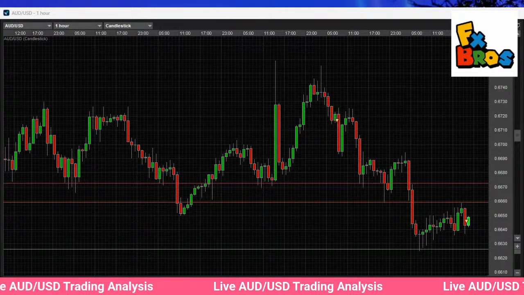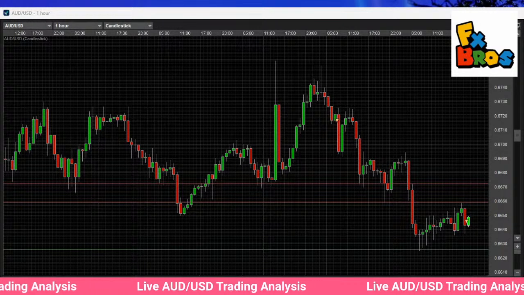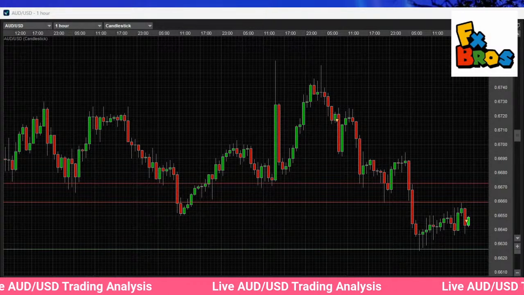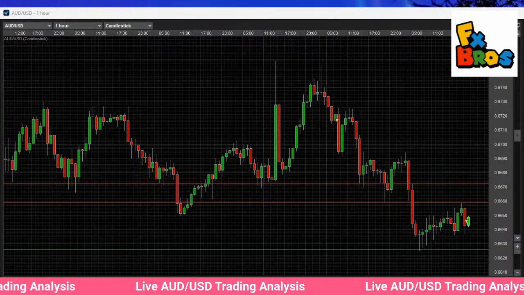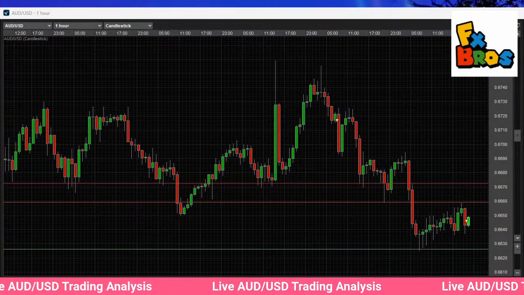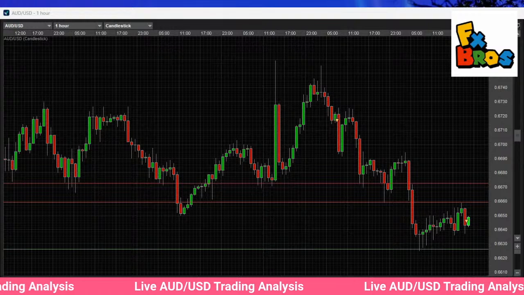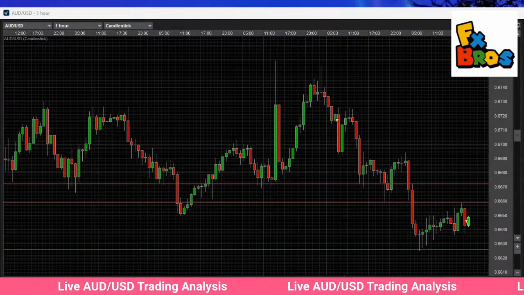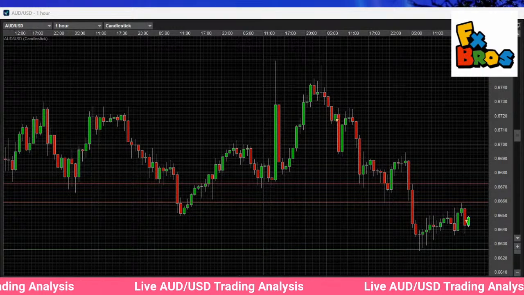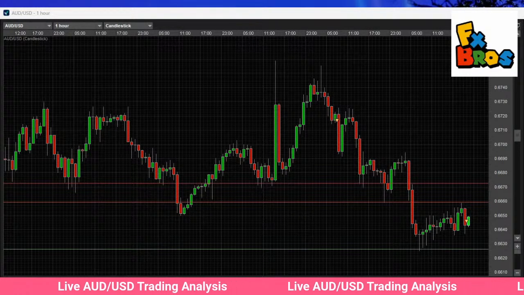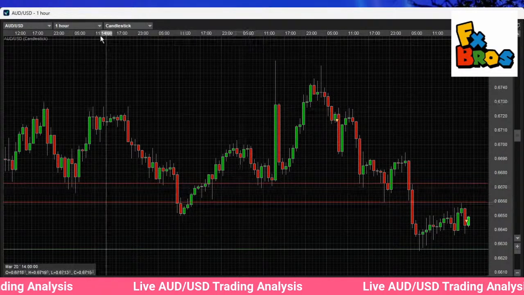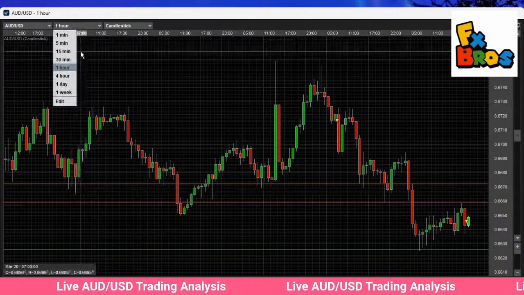So let's see, we're gonna move on and quickly jump to the news. Well, we're gonna let this next 15-minute candle close and see how we're looking on this setup that we're currently in. Let's see. I'll quickly look at the 15-minute just to see what we're reaching for.